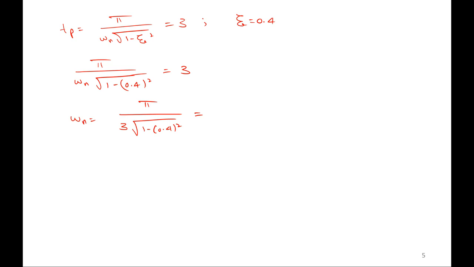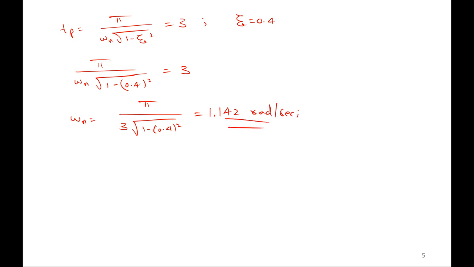I will calculate the denominator first: 3 into root of open bracket 1 minus 0.4 square close the bracket. I am getting 2.74. Take the inverse of it so that it goes to the numerator, then multiply with pi. I am getting 1.142 radians per second.